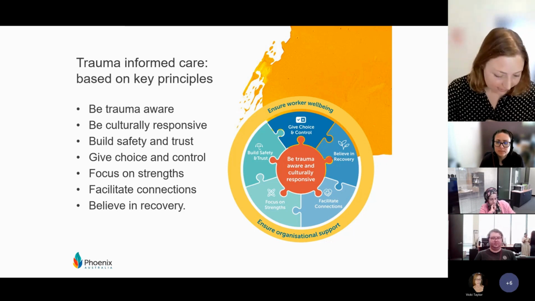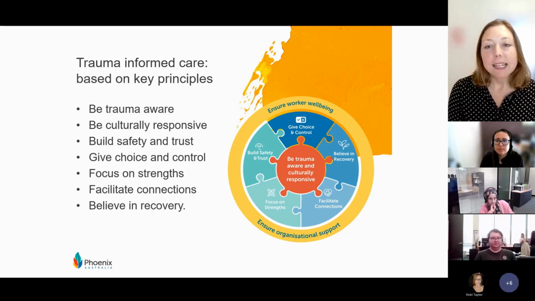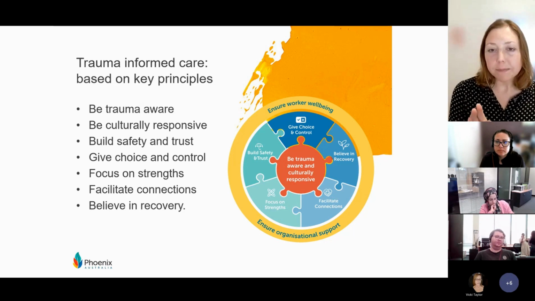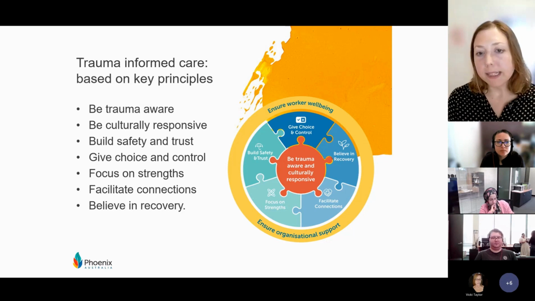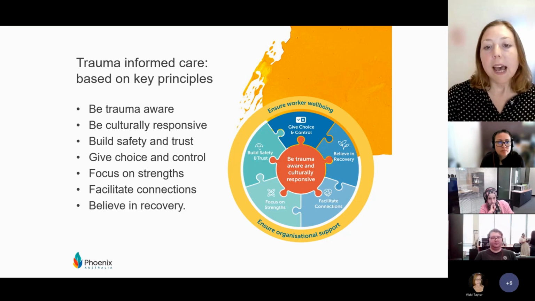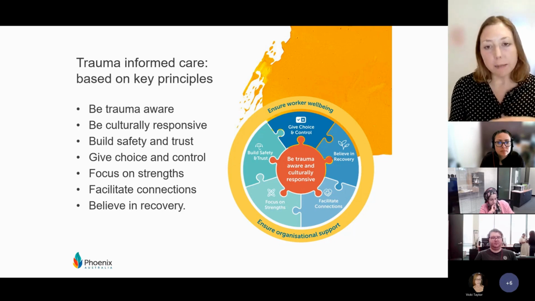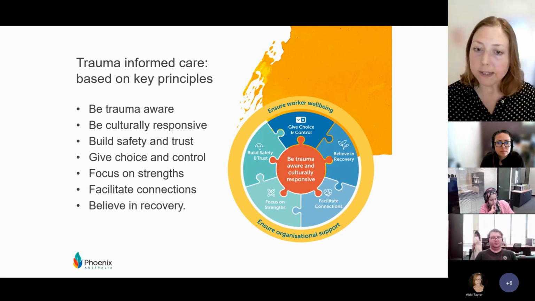But before I do, another key point in relation to TIC is that it doesn't necessarily prescribe a set of procedures. It's really about organisations collaborating with staff and service users about how these principles might be best applied within the organisation. So the process of becoming trauma-informed is really an ongoing and evolving process.